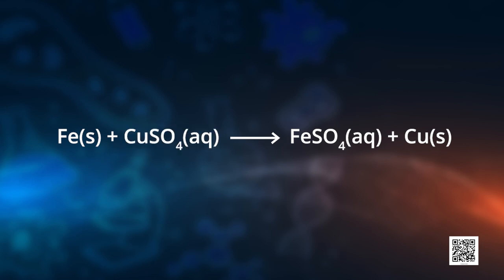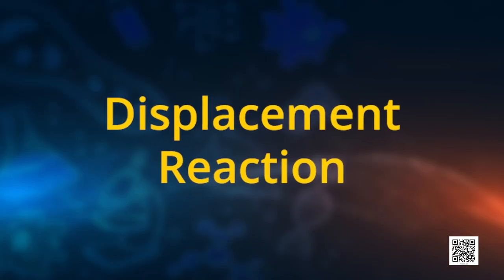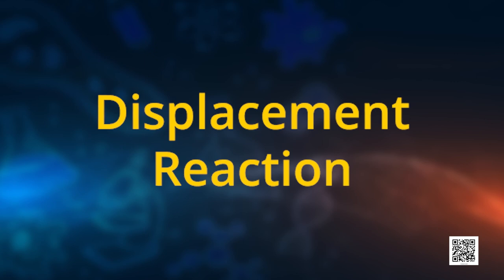And what does it give us? Ferrous sulfate, aqueous solution, plus Cu, that is the metal. So in this reaction, iron has displaced or removed another element, copper, from copper sulfate solution. This reaction is known as displacement reaction.